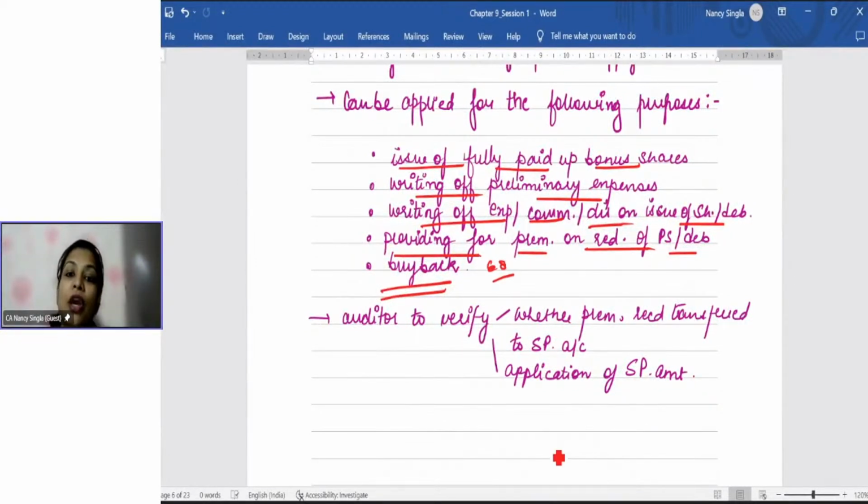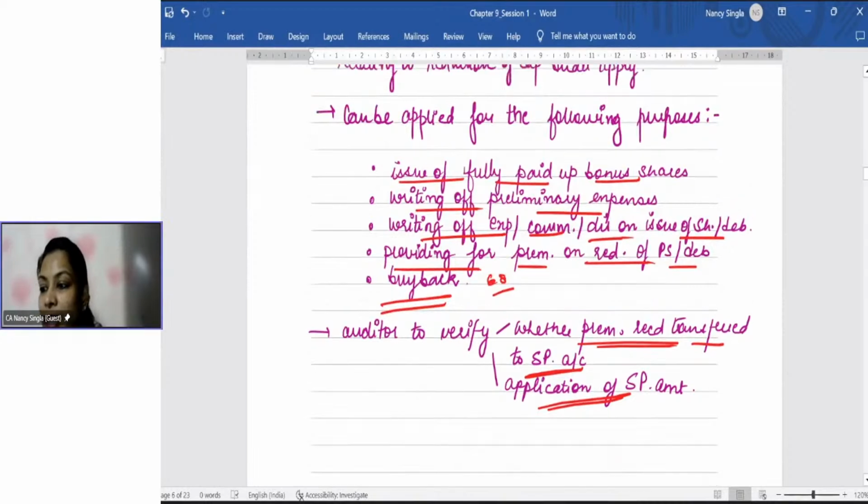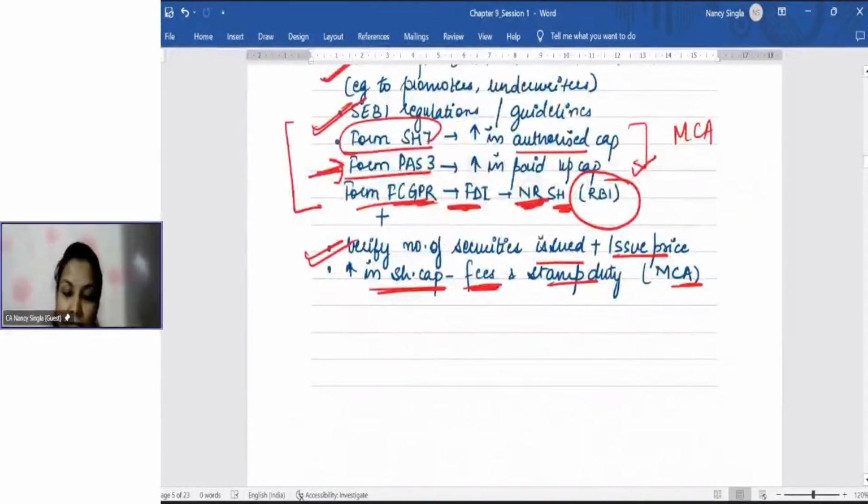Okay? So what audit procedures is the auditor going to perform? He will verify whether the premium received has been transferred to a separate account, and after transferring, whether that has been utilized only for the purposes that are specified. Okay? Is it clear? Is it clear? And Sudhanshu is saying, ma'am, what is this?